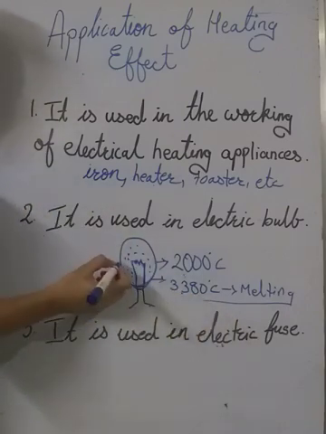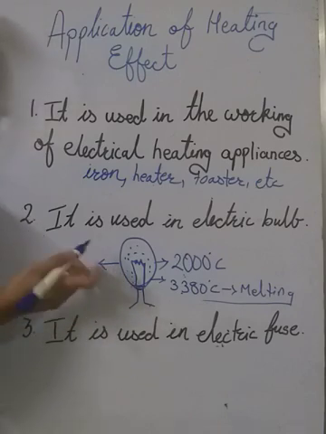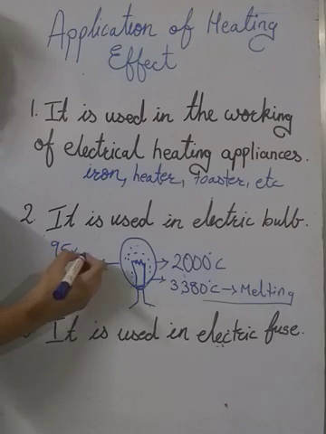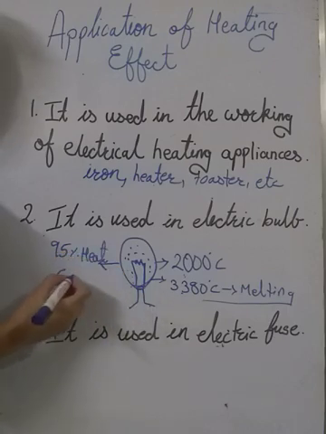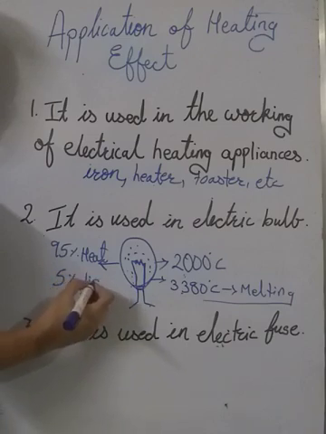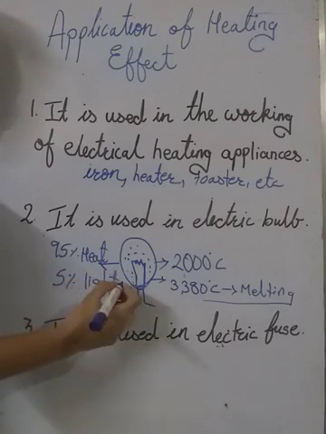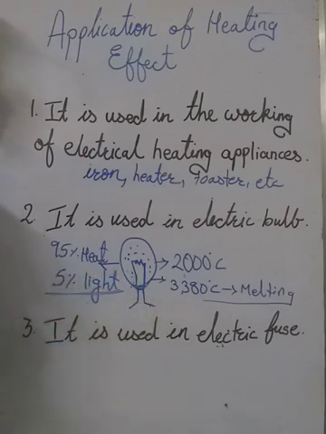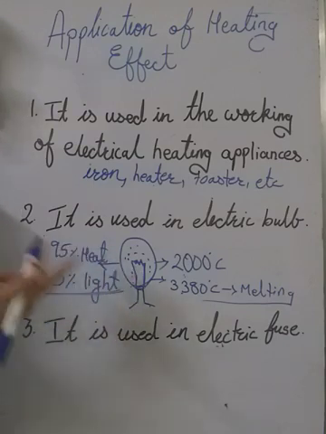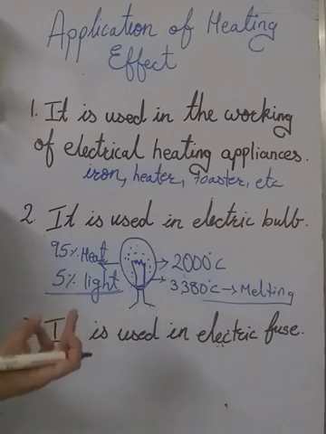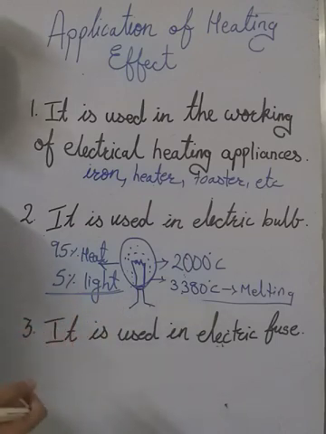But the disadvantage of this bulb is it converts 95% of its energy into heat, and only 5% of energy is converted into light. So that is why it is said, instead of using a bulb, you should move towards CFLs, LEDs, or even your tube lights.